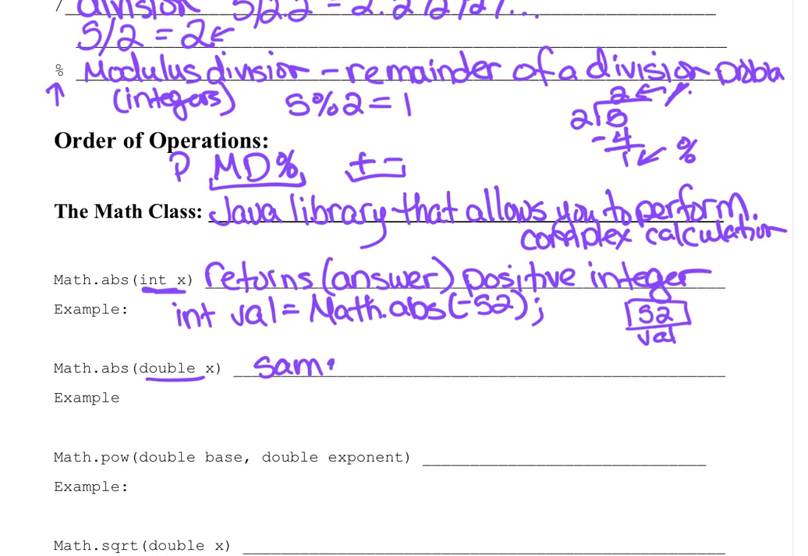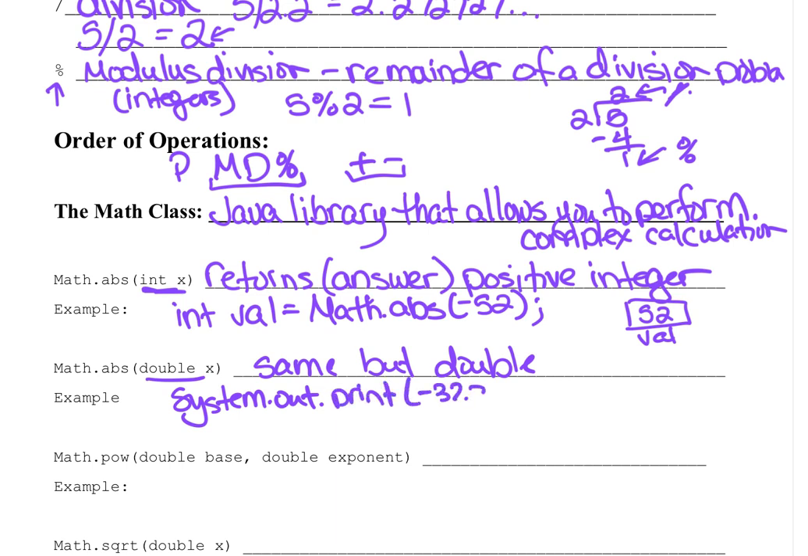But double. So if you put a double in, you don't have to worry about it. It'll tell you. So if you output this, let's say negative 32.78, what is going to output is 32.78, the positive.